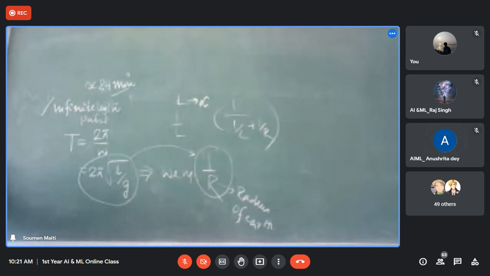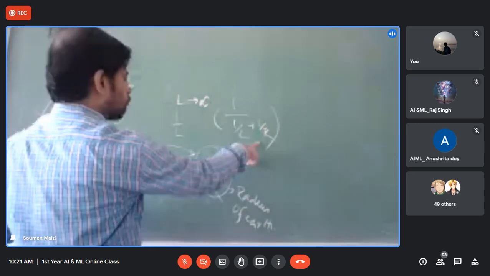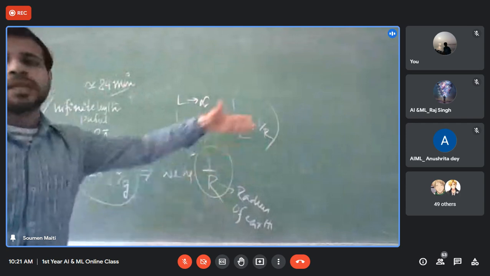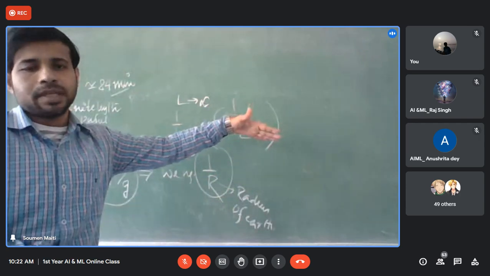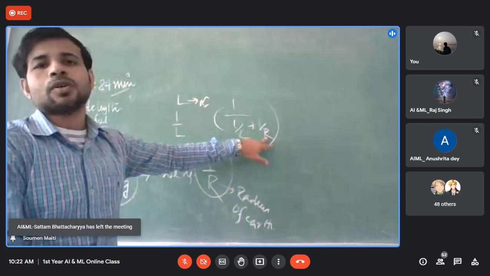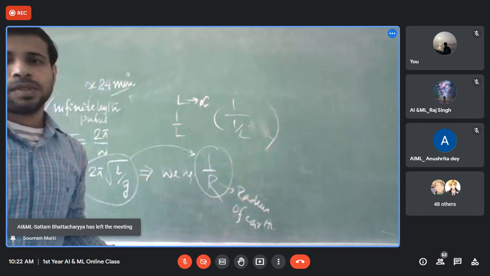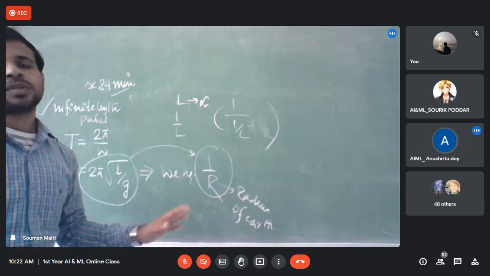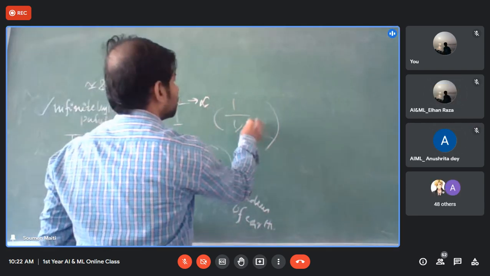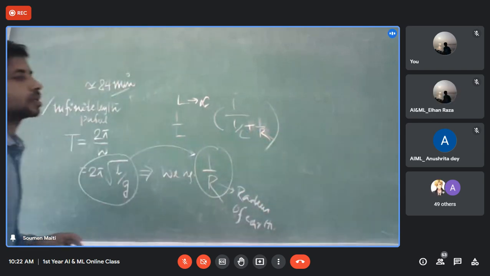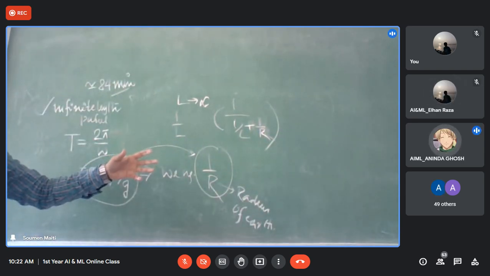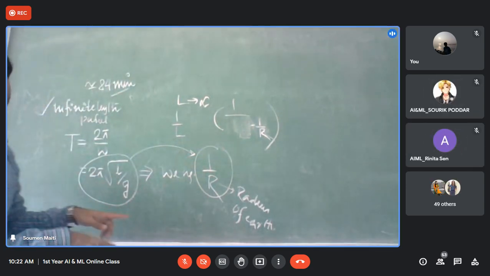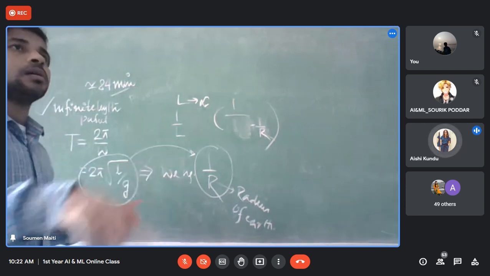So in this equation, for the simple pendulum, we ignore the radius of the Earth because the pendulum length may be 1 meter, 2 meter, yes or no? Then 1 by R, the radius of the Earth, we will ignore. Yes, sir. Now for an infinite pendulum, which one should I neglect? For infinity, we neglect 1 by L, and that time the equation will be modified instead of 2 pi root over L by g.